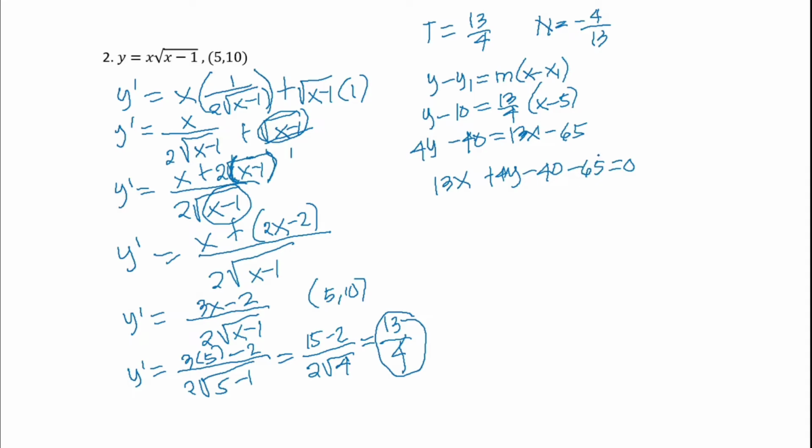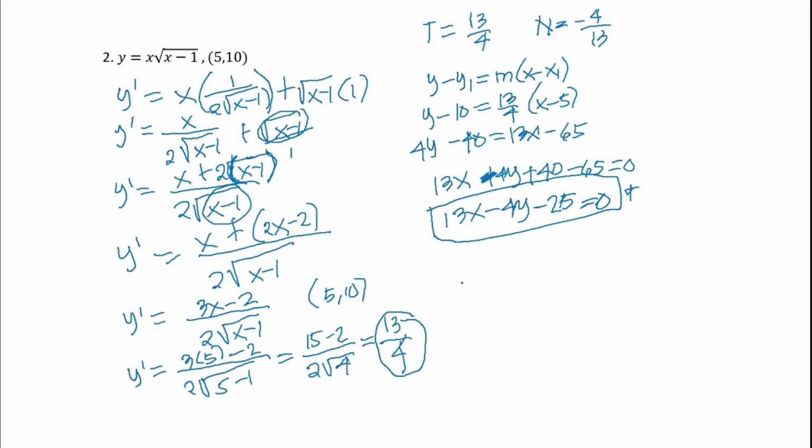Okay, so 13x, this is minus, and this is plus 40 minus 65 is equal to 0. So this is 13x minus 4y minus 25 is equal to 0. So this is the equation for the tangent.